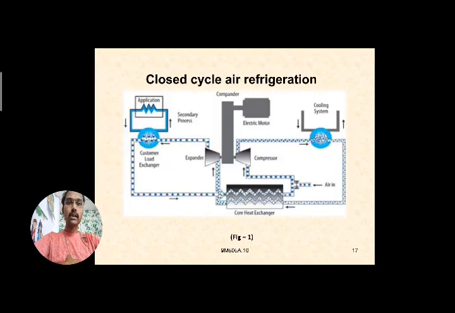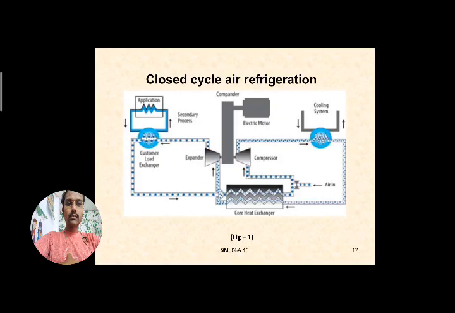So here we have a look at this diagram. If you observe the diagram carefully, it is a closed loop, a closed cycle. So the cycle continues, and air is circulating again and again through all the components. The electric motor is connected to the first component, which is the compressor. From the compressor it enters into the heat exchanger, where some cooling system is recirculated to cool it after compression. Then it enters into the expander.